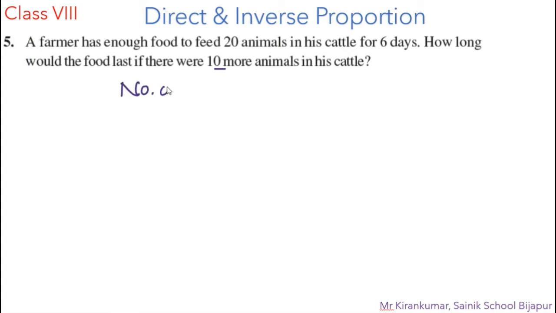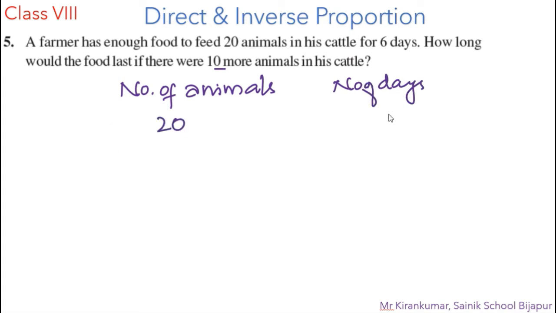Here the number of animals and the number of days are being given. If the number of animals is 20, food will last for 6 days. If it is increased by 10, it means 20 plus 10. How many days? Let me consider this as some number of days p.